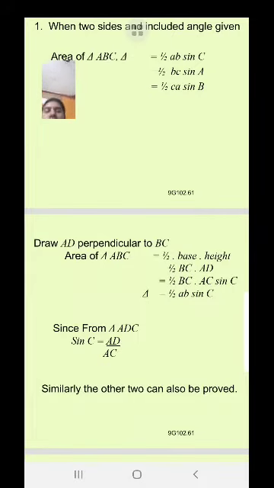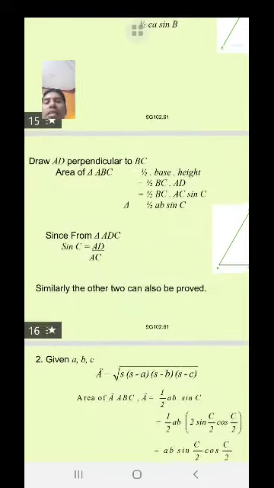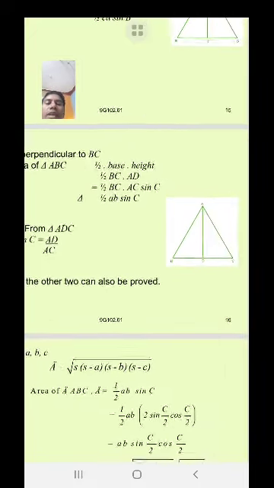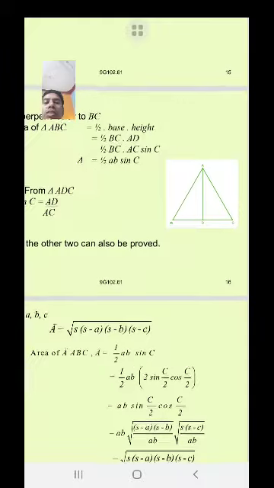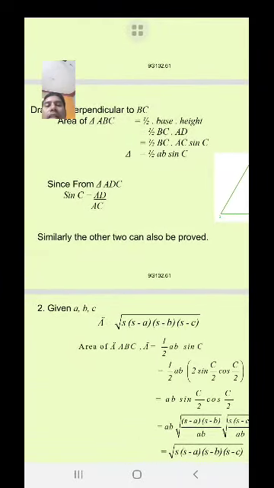Next, the proof is given. I already explained you. So draw AD perpendicular to BC. Area of triangle ABC is half of base into height, half of BC into AD, half of BC into AC sine C, half of AB into sine C. Since from triangle ADC, sine C equals AD by AC. Similarly, the other two can also be proved.